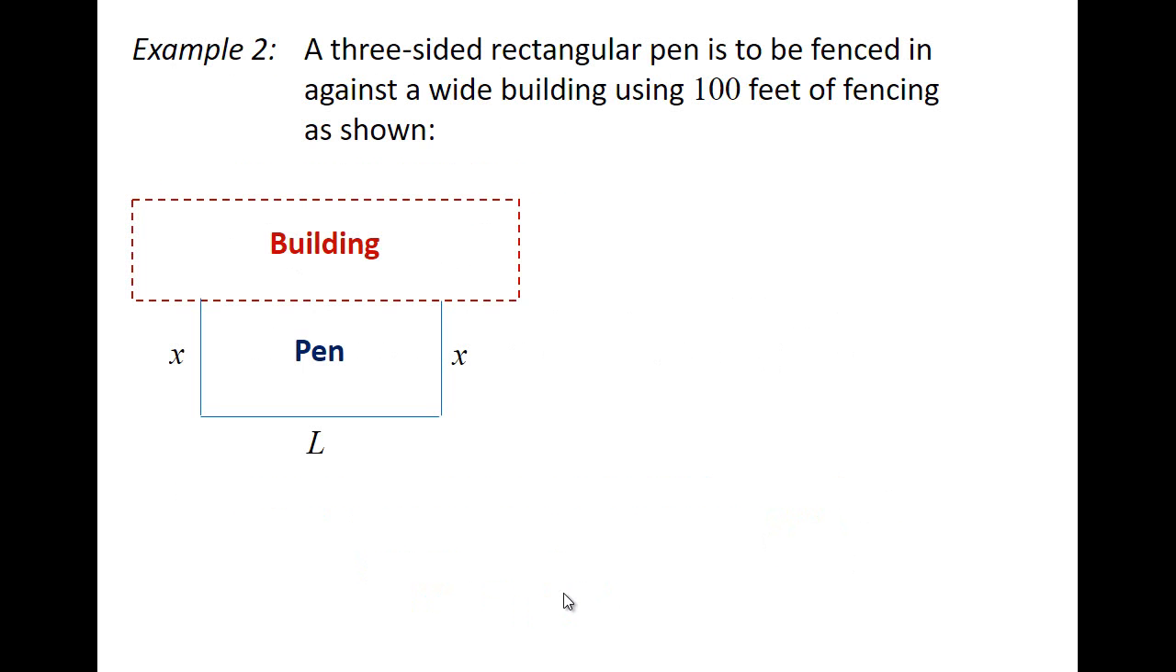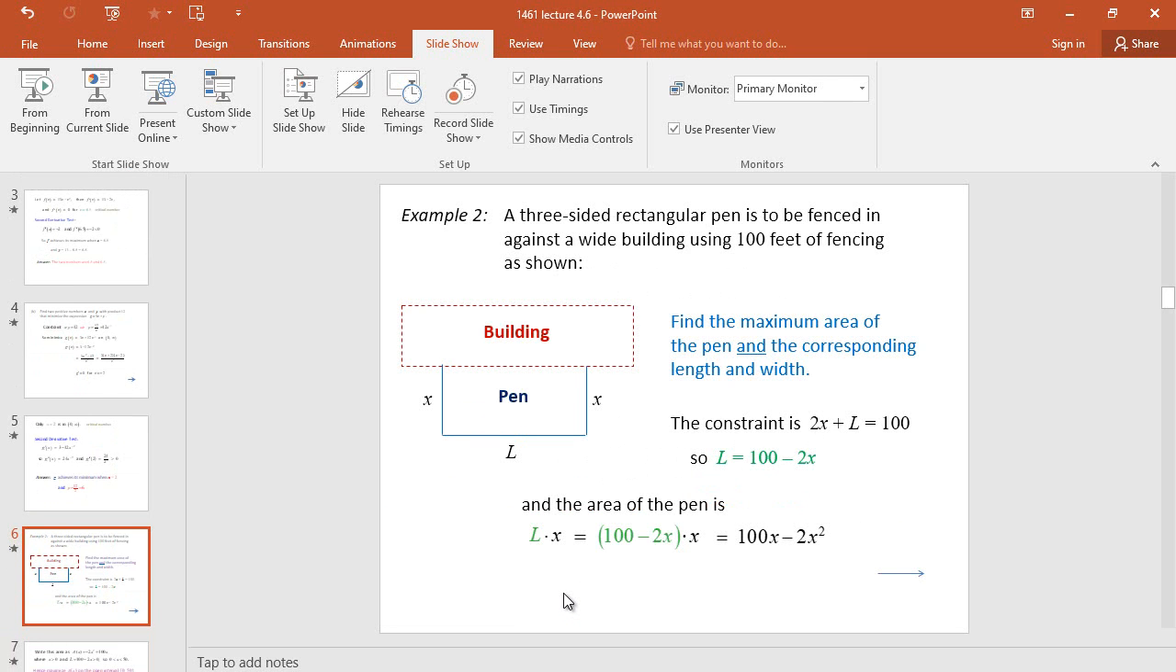Okay, so I'm going to stop here, and in the next video we will be solving this example too.